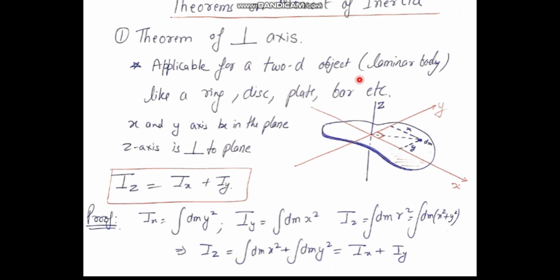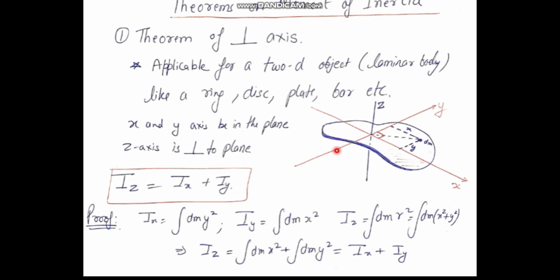That is a laminar body, meaning a planar body. For example, a ring, disc, triangular plate, square plate, thin bar, etc. It cannot be applied to a three-dimensional body like a cylinder, sphere, or a box. So you have to be very careful. The theorem of perpendicular axis is applicable for a 2D object.